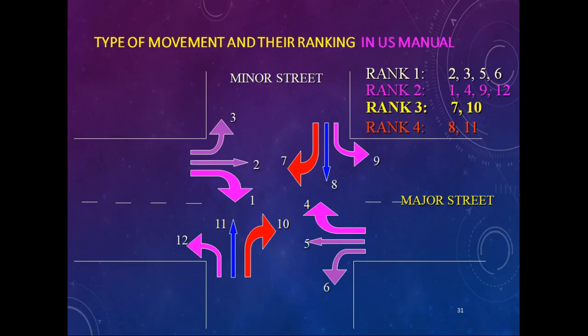And you might be knowing that in the US capacity manual the ranking of movements is defined. If this is the major street and this is the minor street and these are the movements, on these four approaches, rank 1 movements are 2, 3, 5, 6, that is through traffic on major street and left turn on major street. Rank 2 movements are 1, 4, 9, 12, that is right turn from major and left turn from minor. Rank 3 movements are 8 and 11, that is through on minor street, and rank 4 is 7 and 10, right turn from minor street.